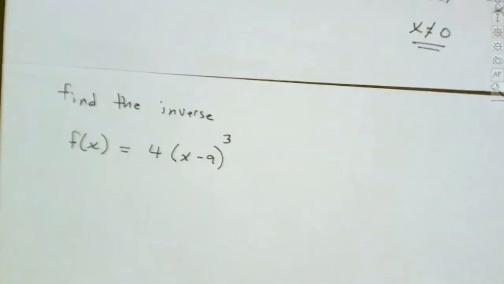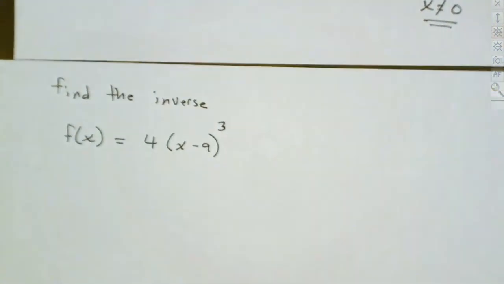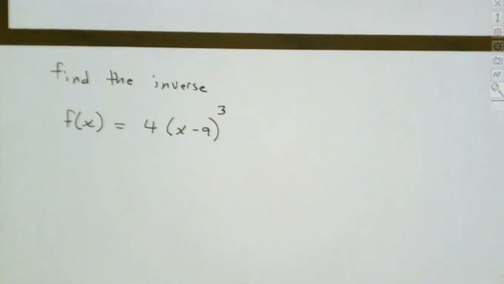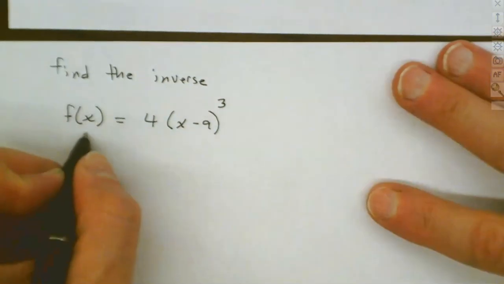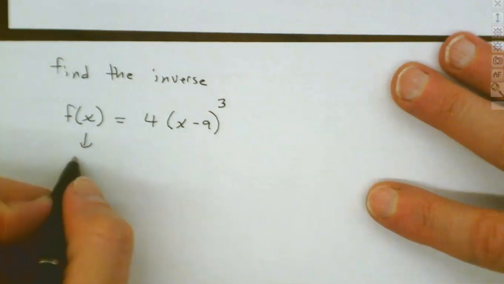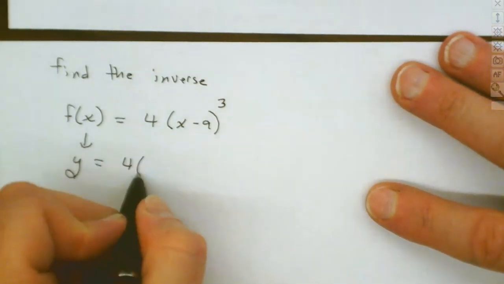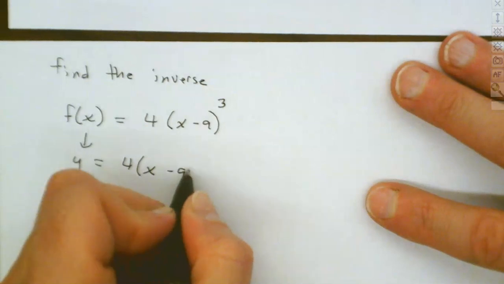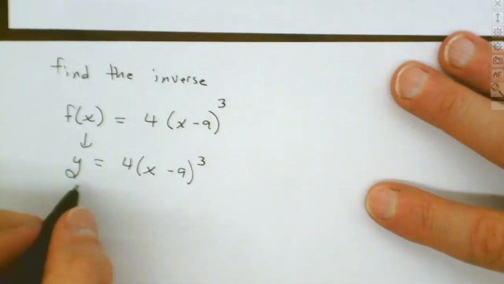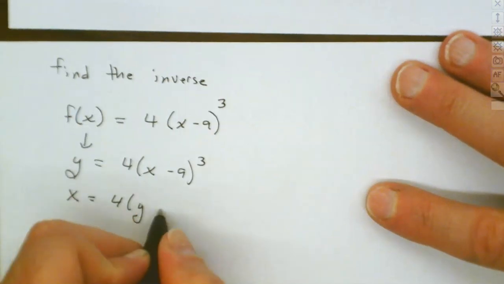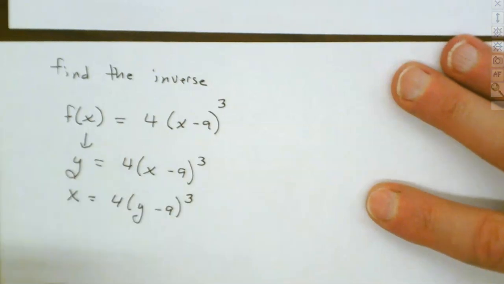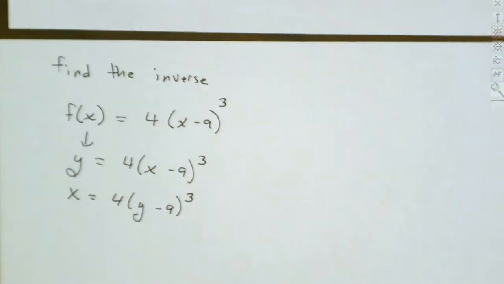Does this one have an inverse? Yes. So we know this one has an inverse. Why? It's cubed. Okay? Cube functions have an inverse. So we want to find the inverse. We replace f of x with y. Now, we then interchange or swap out your x and your y. Now, we need to solve this for y.